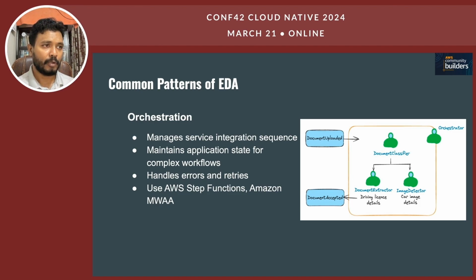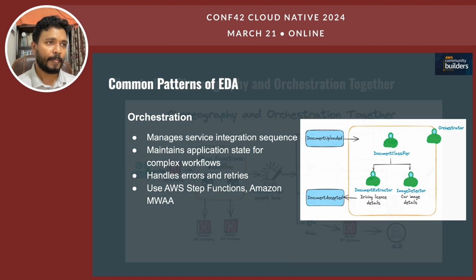So orchestration provides a centralized control mechanism for complex workflows, and it ensures proper service execution order, state management, and error handling also, leading to more reliable and maintainable applications. Here are some services to execute these workflows, I mean AWS Step Functions and Amazon MWAA, I mean Amazon Managed Workflows for Apache Airflow.